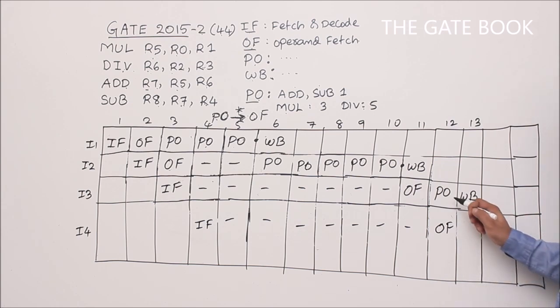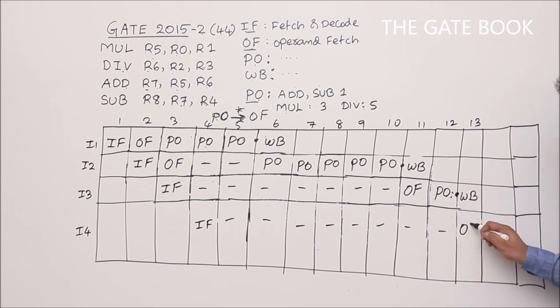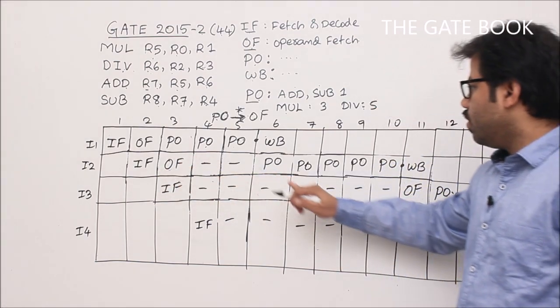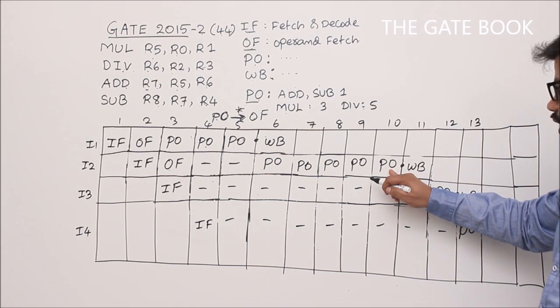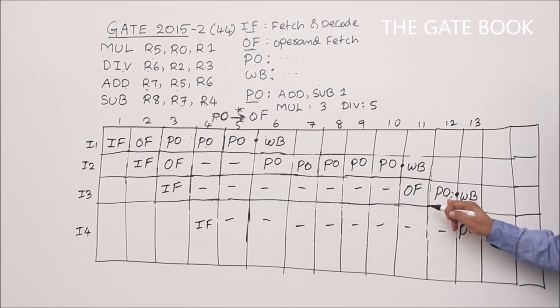Data is not available because I3 is doing perform operation here. Assuming that data is available at the end of the clock cycle of PO, we have to wait one more cycle. Then we'll do perform operation here. Then after that, we do write back here, isn't it? Try to understand. And one more thing. So here IF, OF, 1, 2, 3, 4, 5, 6. See here 1, 2, 3, 4, 5. Here OF. Then here PO, then write back here.